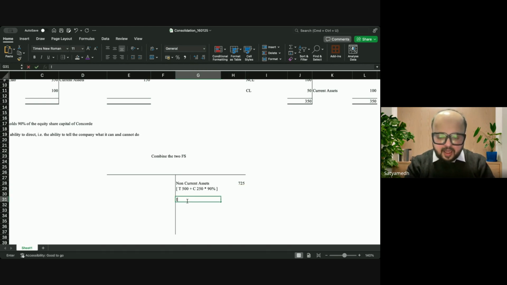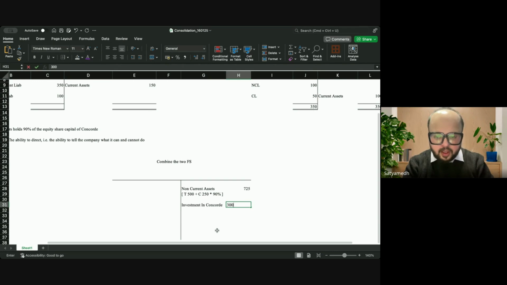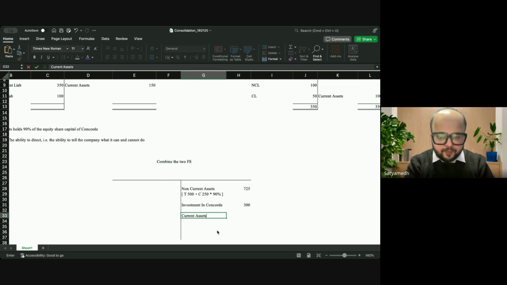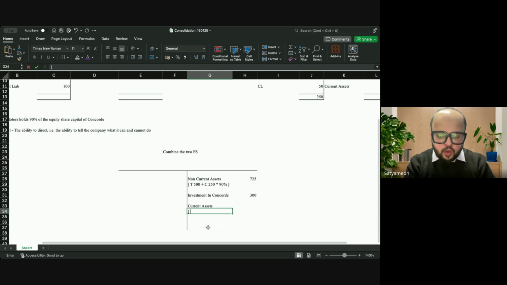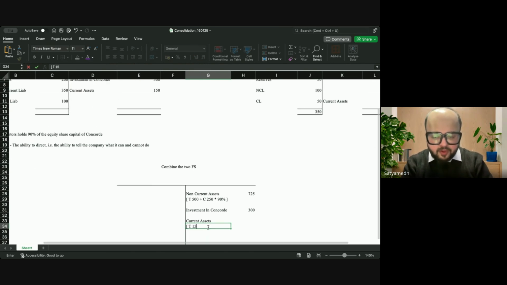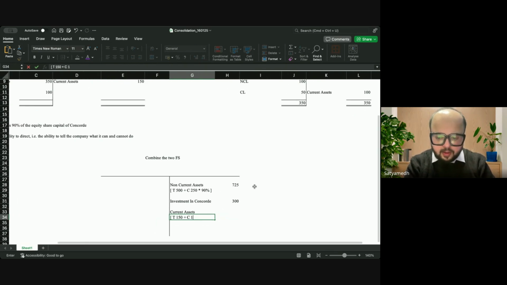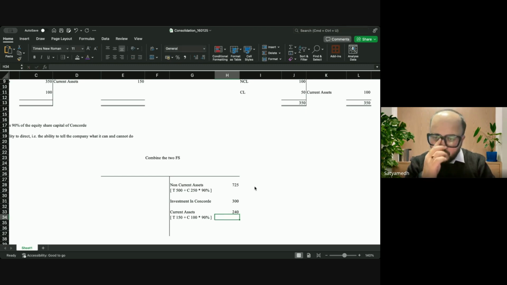ठीक है, फिर I will write down investment in Concord. ठीक है, कितना है value of investment 300. Then I will show you the current assets. ठीक है, करंट असेट्स खुद का कितना है टाटा मोटर्स का 150 प्लस कॉनकॉर्ड का कितना है, कॉनकॉर्ड का है 100. 100 इंटू 90% कितना होगा 150 प्लस 90 240. ओके, गुड जॉब. देन लेट्स डू इक्विटी शेयर कैपिटल.